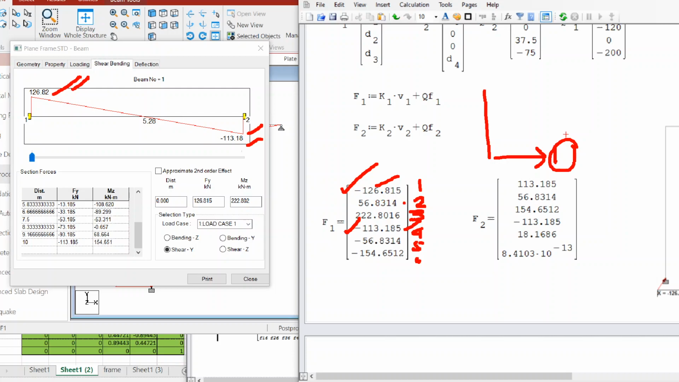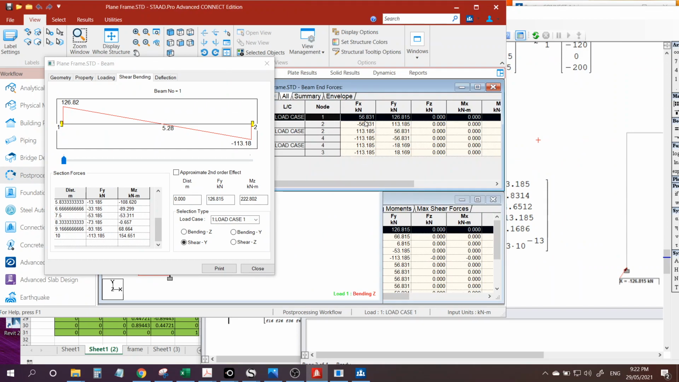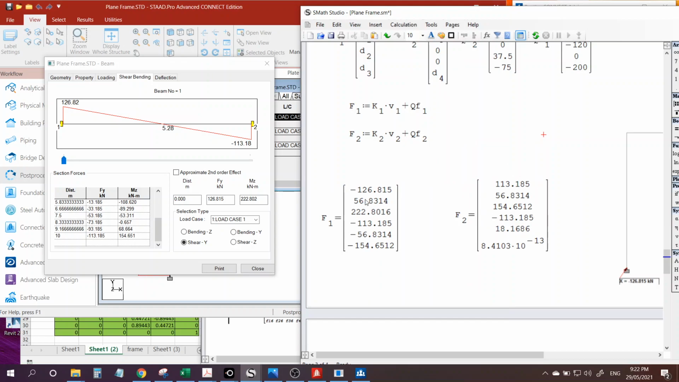So next is the axial. In this figure we cannot get the axial, so I'll go to Fx here, 56.8, 56.8. Okay, the same. So that's the difference, right? Using the plane frame stiffness matrix, we can directly get the axial, unlike with the beam stiffness matrix formulation, where we only get the shear and the moment.